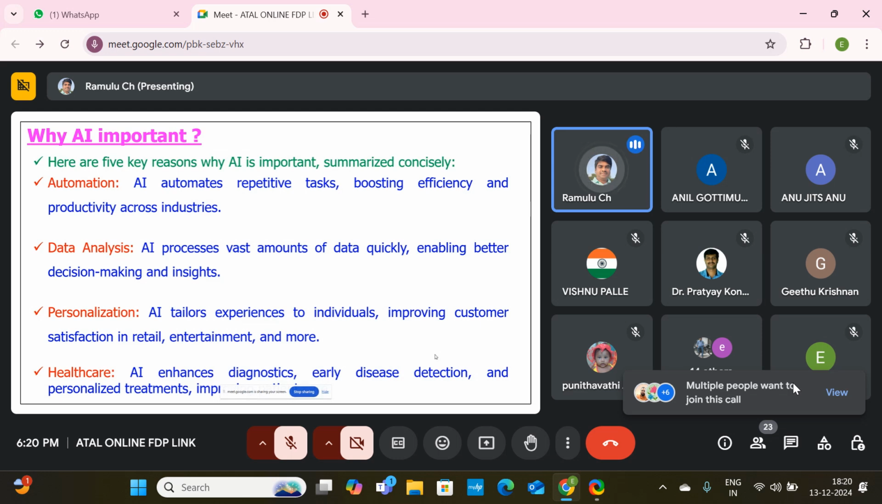Then next, why is AI important? Energy sector is one component. Why is this AI important? The following are the 5 important or key reasons.